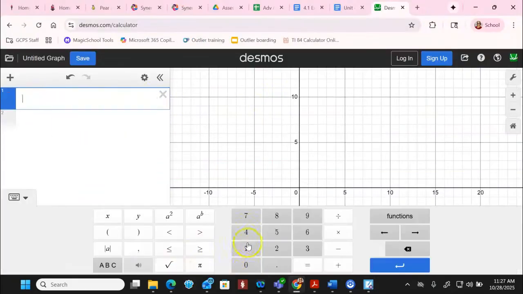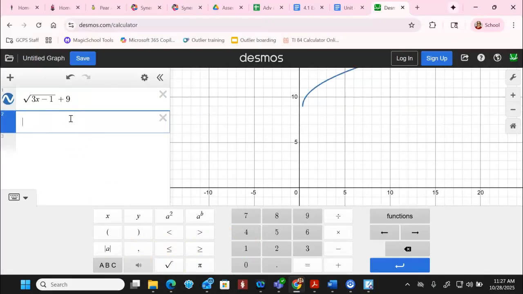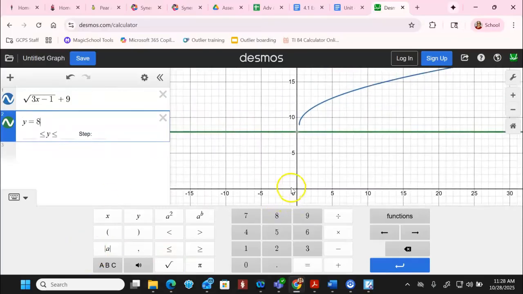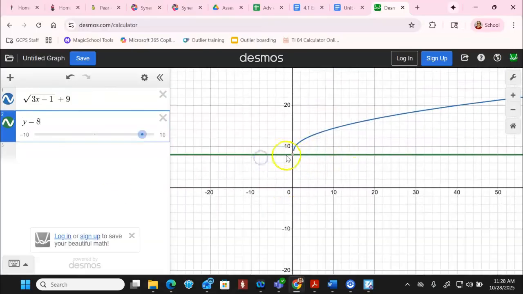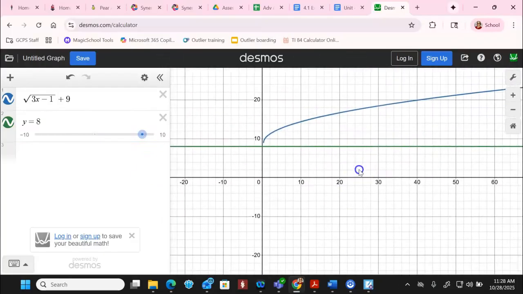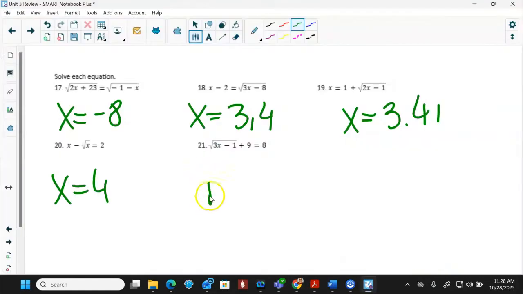We are going to plug it in. It's going to be 3x minus 1, and then plus 9. And on the other line, again, not x equals, y equals 8. Okay, and again, as you notice, these do not cross each other. What does that mean when it does not cross each other? That means no solution. This one has no solution. Functions do not cross each other, okay?